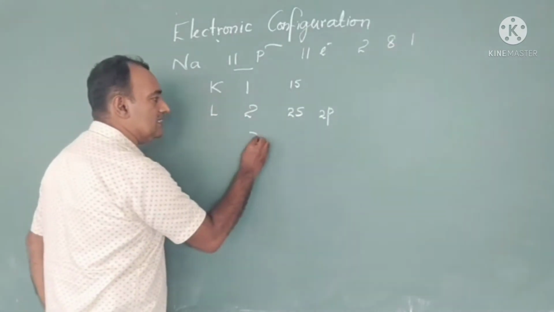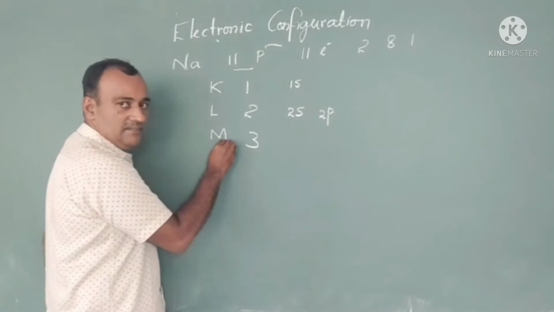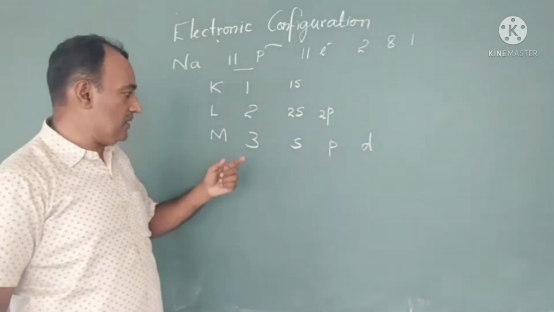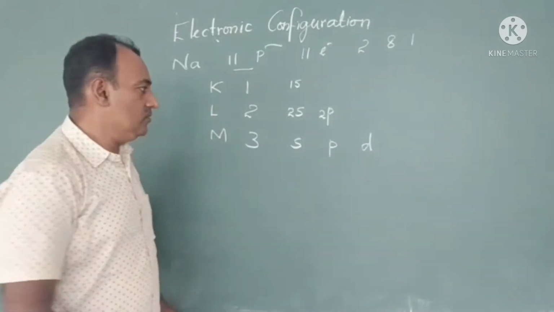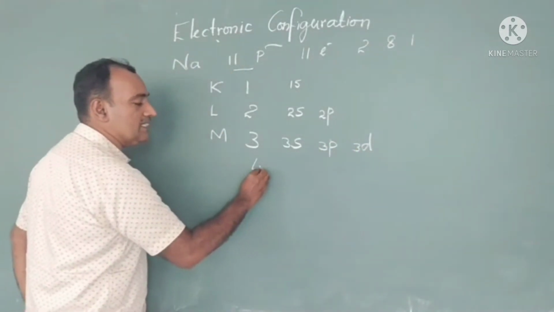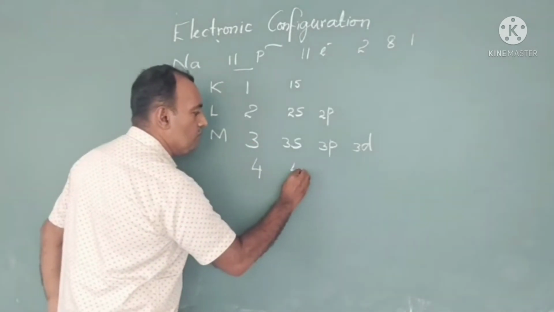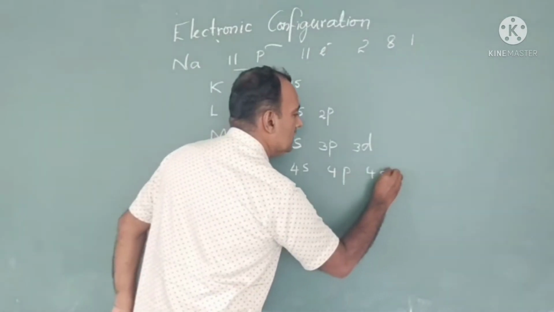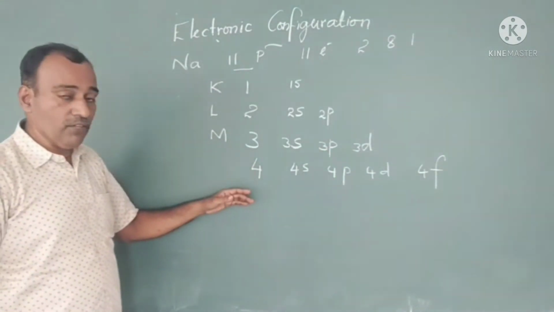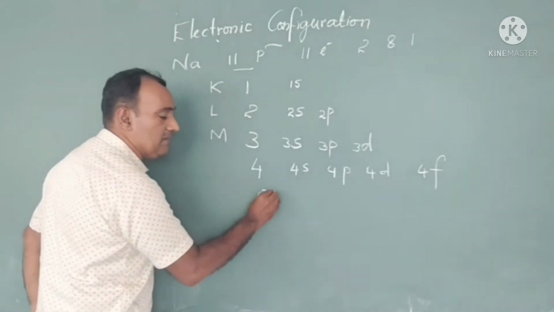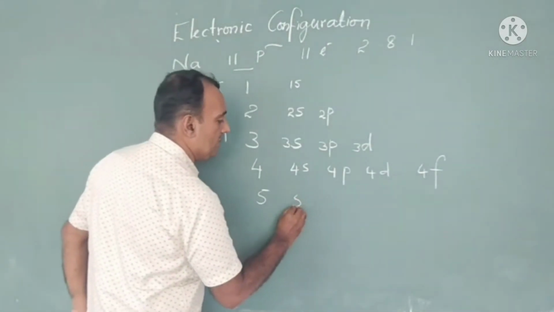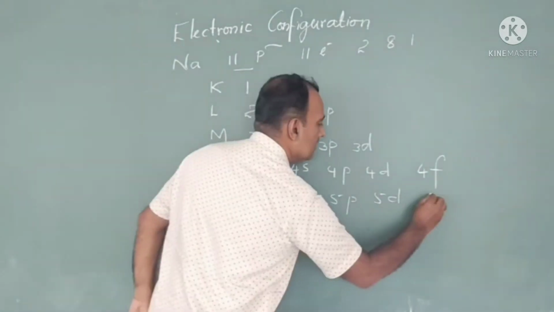The third energy level, otherwise called M shell, contains S, P, D. There are 3 subshells for the third energy level, labeled 3s, 3p, 3d. What about the fourth energy level? It contains 4s, 4p, 4d as well as 4f. These are the subshells of the fourth energy level. What about the fifth energy level? The fifth energy level has 5s, 5p, 5d, 5f.